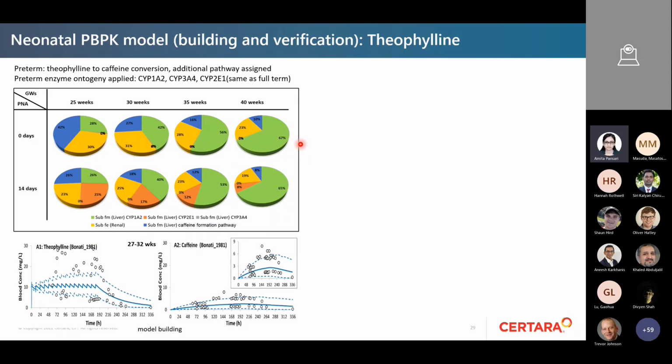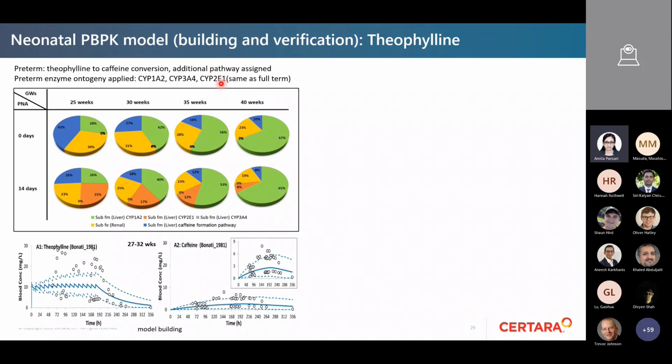Just to note here, on the x-axis you see the days, not the hours, so in the preterm model we already have the ontogenies defined for CYP1A2, CYP3A4, and we also consider the CYP2E1 enzyme, as it is also involved for the theophylline. And due to the non-availability of the theophylline data in the preterm infant, we use the same level as in the full-term infant.